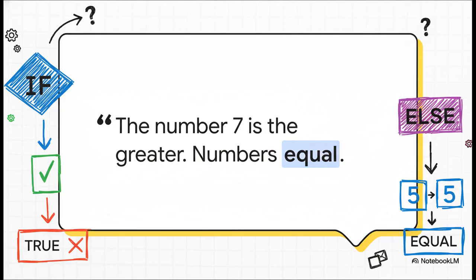And this perfectly illustrates the problem. The first if statement correctly sees that 7 greater than 5 is true, and it prints the number 7 as the greater. But the algorithm doesn't stop there. It continues to the second if and asks, is 7 less than 5? Well, that's false, and because it's false, it immediately executes the else part of that second statement, which prints numbers equal. That else only belongs to the if that comes right before it, and that creates this really subtle but critical bug in the logic.